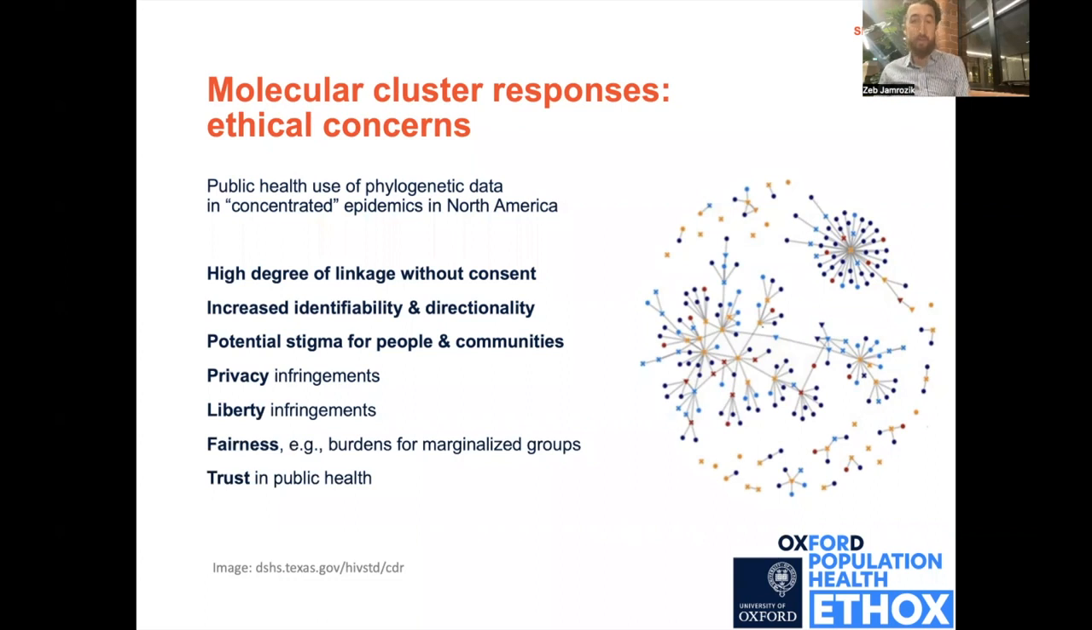But it also has the potential to undermine trust in public health. If people feel that they're constantly under surveillance with this highly identifiable technology for mapping the spread of infection, they might not trust public health agencies. They might be less inclined to seek HIV testing, and that could undermine the benefits of these kinds of programs.